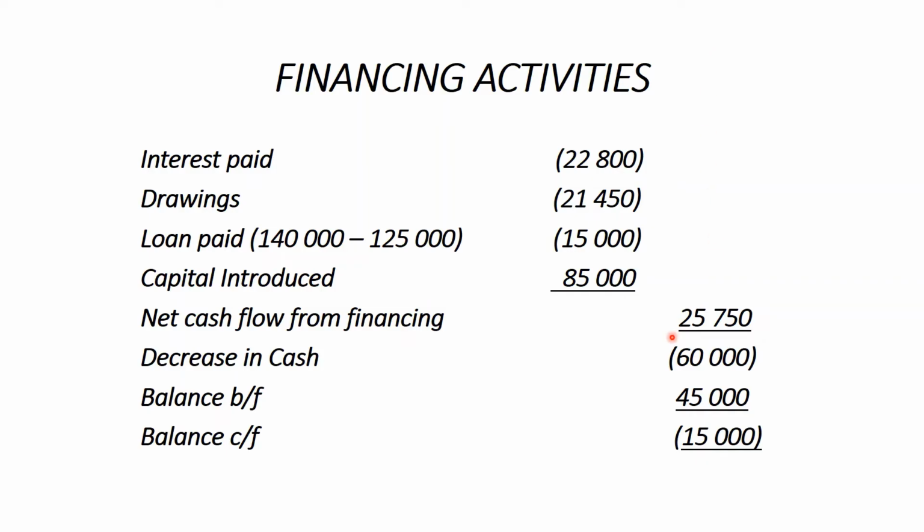Now, continuing into the reconciliation here, when we add the other two activities together, the net cash flow from them, and this cash flow from financing here, we get a decrease in cash of $60,000. And the balance brought forward is 45,000 that we had in the additional notes. The balance carried forward is in the balance sheet, which will give us an overdraft of $15,000. So that brings us to the end of this part of the question. We'll move on to the next part.